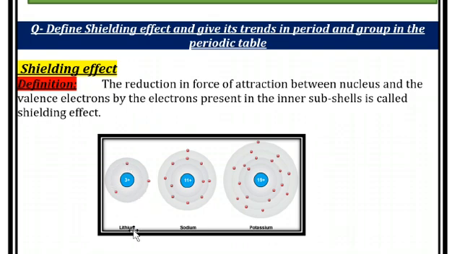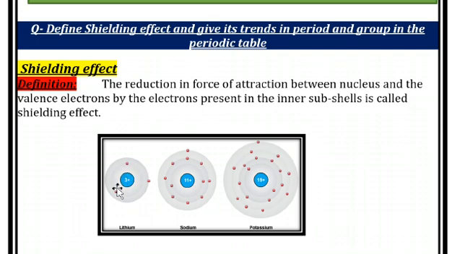As you can see in this example, lithium has a valence shell with 1 electron and 3 positive charge, because lithium's atomic number is 3, so there are 3 protons in the nucleus. That's why it's written 3 positive over here. The nucleus has attraction with this electron, but it has more attraction with the electrons in the nearby orbit.